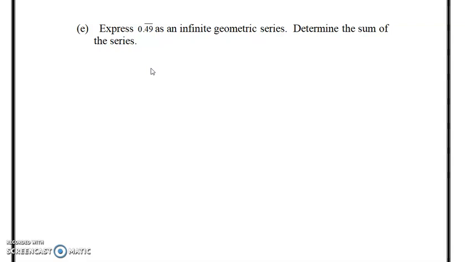So we are on the last question on page 28, example E. It says express 0.49 repeating. The line over the 49, as I think you already know, indicates that it repeats, so it's 49, 49, 49 forever, as an infinite geometric series, and then determine the sum of that. I'm going to do both of those. First, I'm going to show how you can express a repeating decimal as an infinite geometric series.